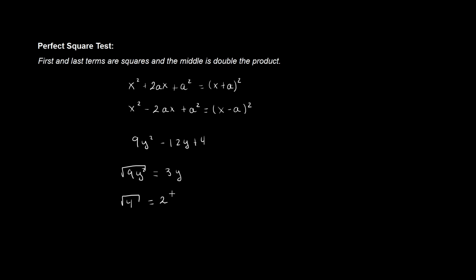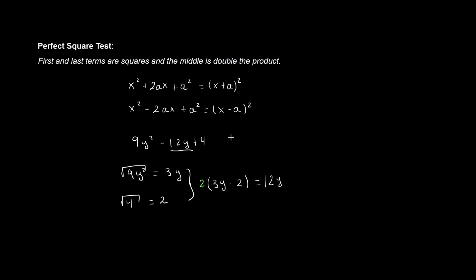That's it. Now, let's check if this term in the middle is double the product between these two. So we're going to do 2 times the product between them, which is 3y, 2 times 3y times 2. So 3 times 2 is 6, times 2 is 12, times y, well, just 12y. There we go. That's the term that we have here in the middle.